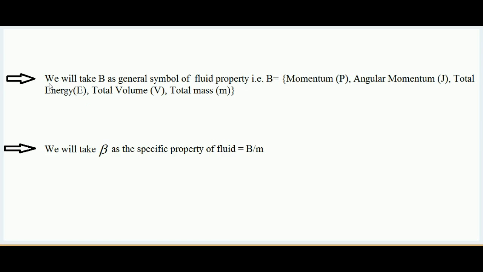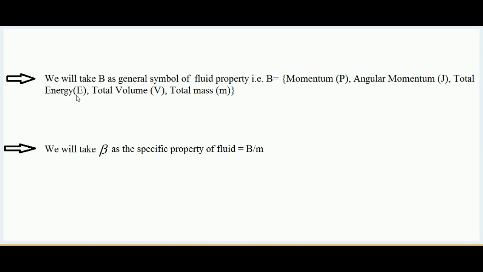Next, we will take letter B as a general symbol of fluid property. Which type of fluid property? Those properties which have significance in Reynolds Transport Theorem and in fluid flow. For example, momentum of fluid. When fluid moves, it has some momentum, so momentum has its significance with fluid flow. Similarly, angular momentum: if there is some whirl or rotating component in the fluid, then angular momentum is also a fluid property in connection with fluid flow. Similarly, total energy.